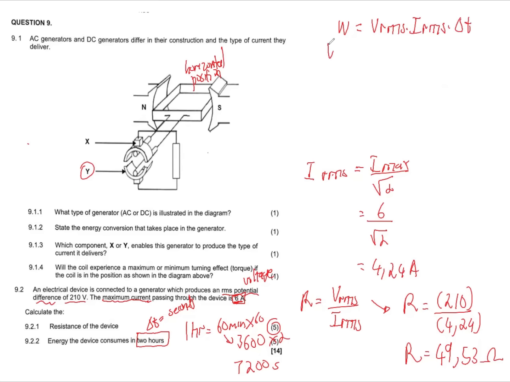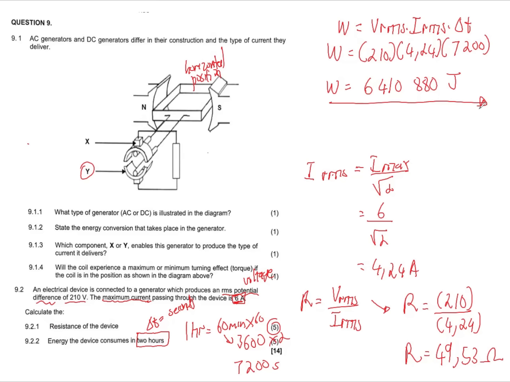Delta T. So to calculate the energy, I'm just going to go VRMS. We are given 210. IRMS, we calculated and we got 4.24. And then our delta time should be what? 7,200, because our time should always be given in seconds and not hours or minutes. So 210 multiplied by 4.24 multiplied by 7,200. It's going to be a big number, of course. That is 6,410,880 joules. That's it.